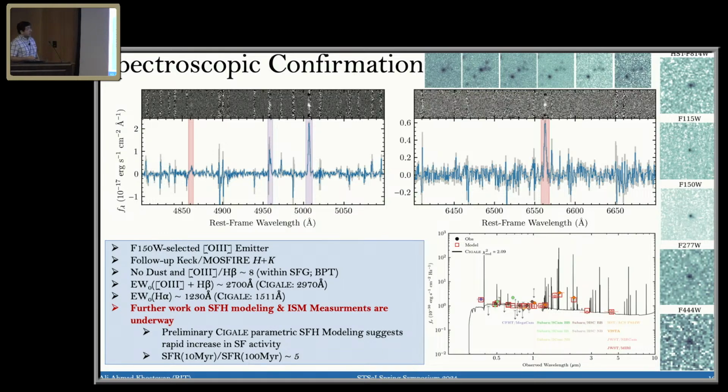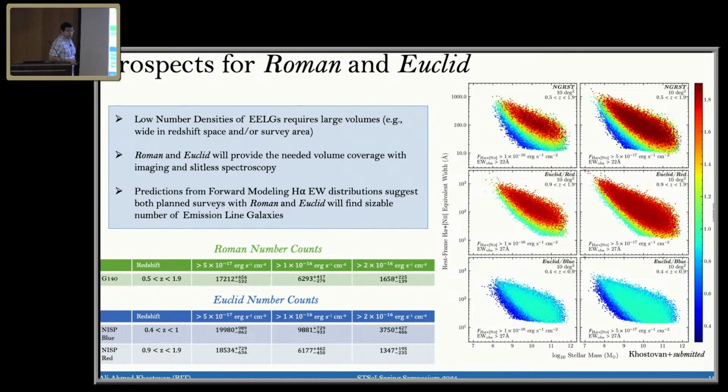So the last thing that I will mention is, what are the prospects of finding these types of galaxies in larger, wide, and deep surveys with Roman and Euclid?